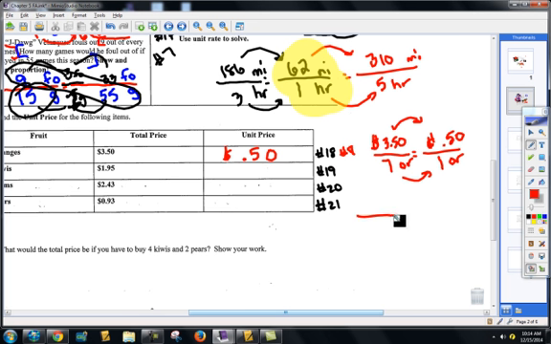Okay, number 19, here we go. Again, I'm going to put money on top, so that's $1.95 for, I think, 5 kiwis. I need to know how much 1 kiwi is. Divide by 5, divide by 5. It's going to give me 39 cents per kiwi.